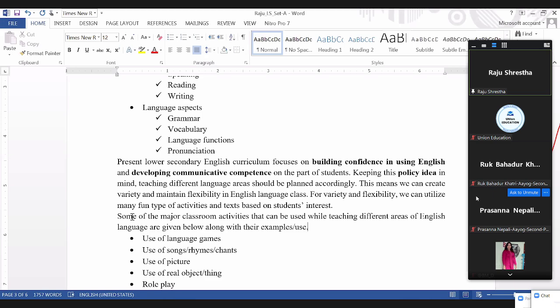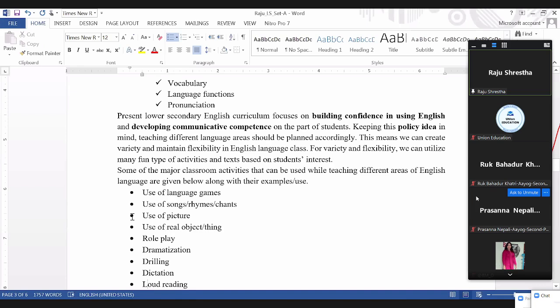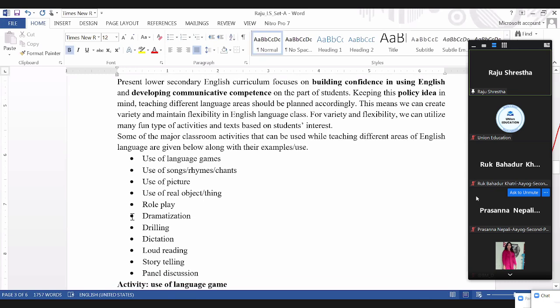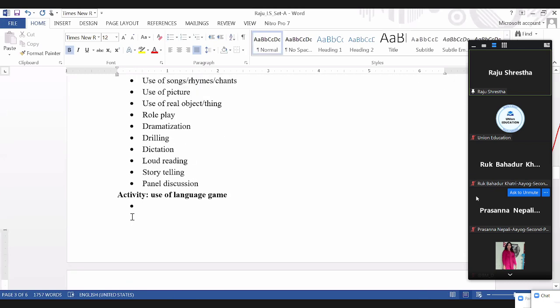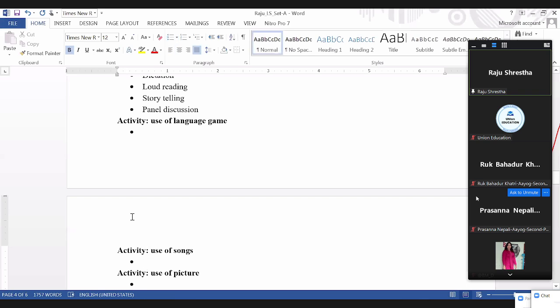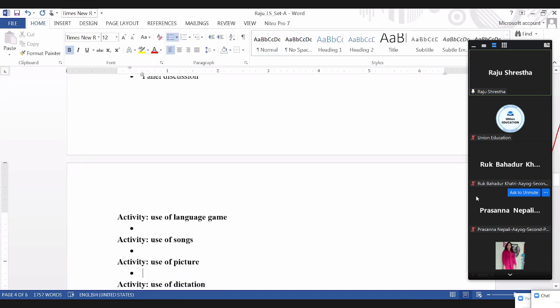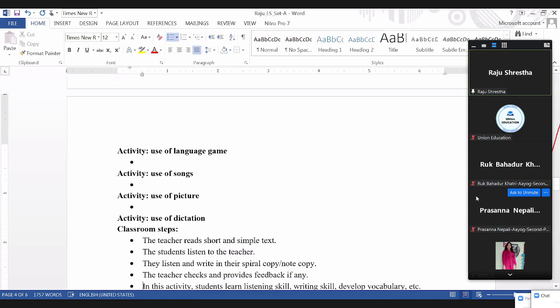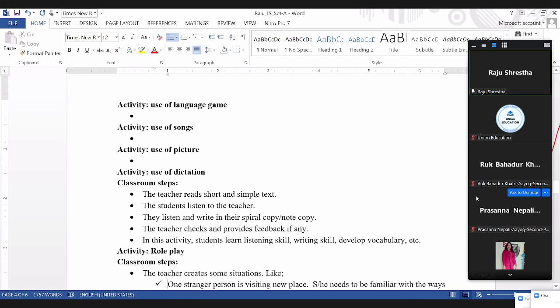along with their examples. Like games, language games, songs, rhymes, chants we use, pictures we use, real objects we use, role play, dramatization, drilling, dictation, loud reading, storytelling, panel discussion. This we discuss. Use of language games, use of songs, use of pictures, we have already written in the first question. Dictation, like classroom steps, like the teacher reads a short and simple text.